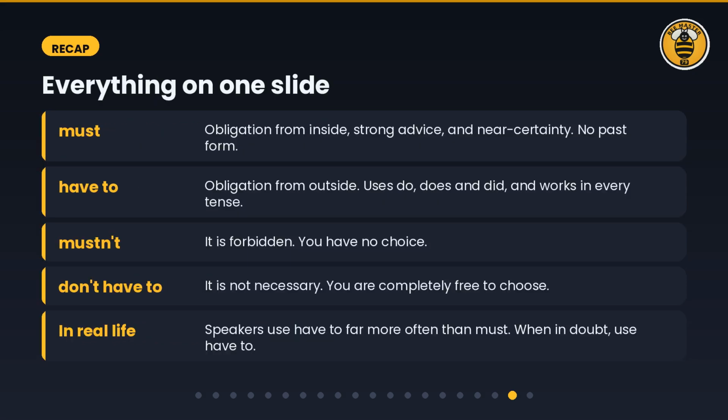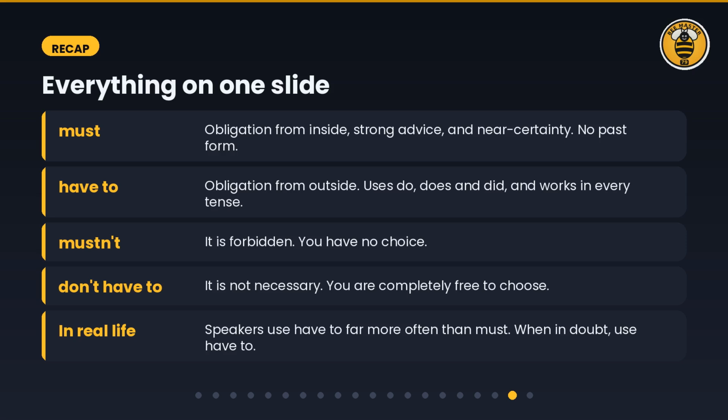Let's put everything on one slide. Must, obligation from inside, strong advice, and near certainty. It has no past form. Have to, obligation from outside. It uses do, does, and did, and it works in every tense. Mustn't, it is forbidden. You have no choice. Don't have to, it is not necessary. You are completely free.